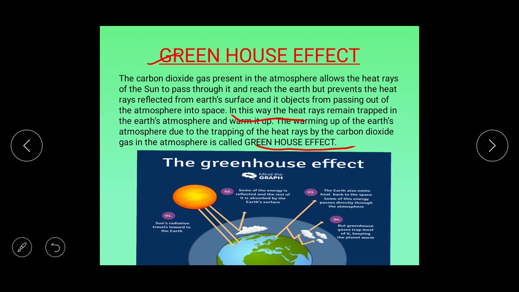Dear children, in this way, we can see how the greenhouse effect happens. Here the picture shows how the greenhouse effect happens.